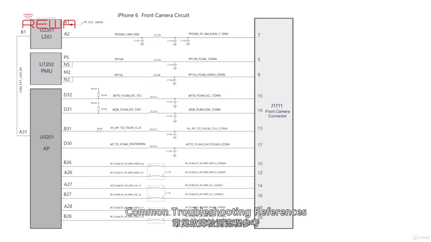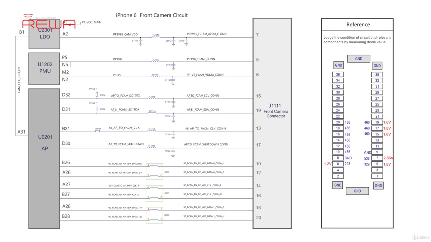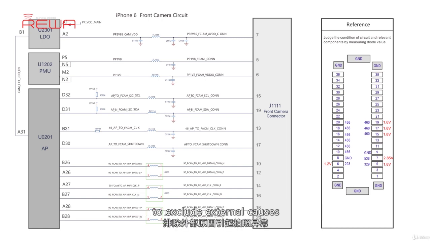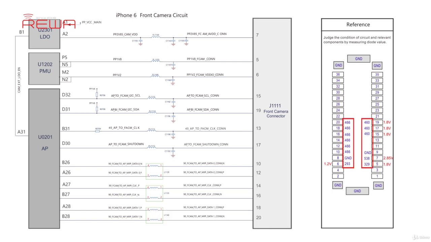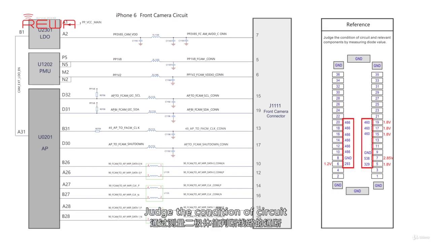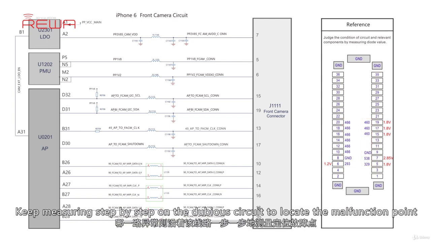Common troubleshooting references. When we are dealing with a malfunction of the front camera, first, replace the front camera module and check whether the appearance of the logic board is abnormal to exclude external causes. Measure the diode value of pins associated with the front camera module on J1111. Judge the condition of the circuit and relevant components by measuring the diode value. Keep measuring step by step on the dubious circuit to locate the malfunction point.